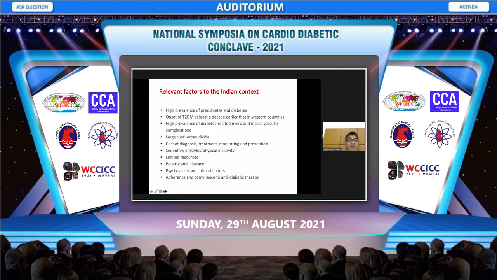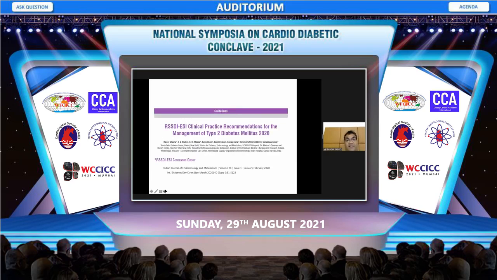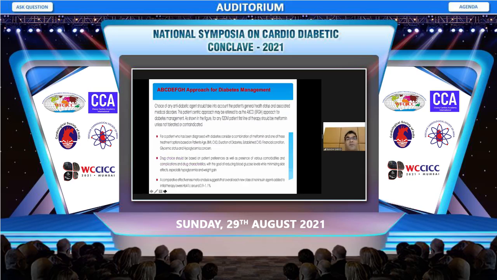So when we are talking of RSSDI guidelines or Indian guidelines, we have been making guidelines since 2015. Our latest guideline was in 2020. We will be getting out our new guideline in 2022. It will be published. We have come out with a very unique approach, appreciated all over the world. You must have seen all the guidelines in the world. They don't have this ABCDEFGH approach. We have come out with a therapeutic circle, while most guidelines are in a tabular format. So we are different, and we made our guidelines also in a different form.